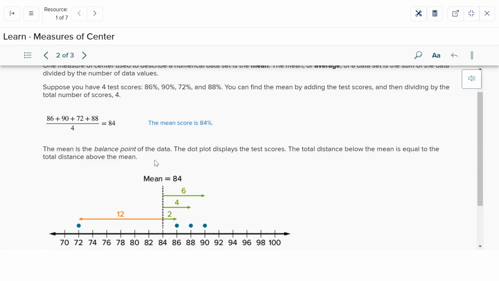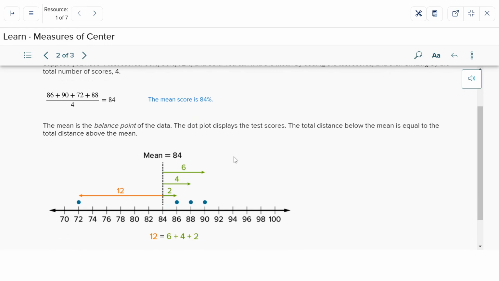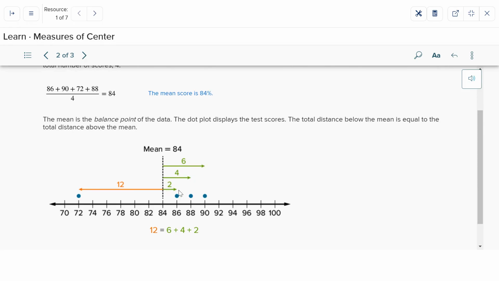All right, so the mean is the balance point of the data. The dot plot below displays the test scores, and the total distance below the mean is equal to the total distance above the mean. We calculated that the mean is 84. That came from our calculation up here. And so if we put that in the middle and then plot those other scores on here, what it's saying is that if you were to add up the distance from the mean for each of these values on the right side, and then add up the distance between the dots and the mean on the left side, you're going to get the same amount.